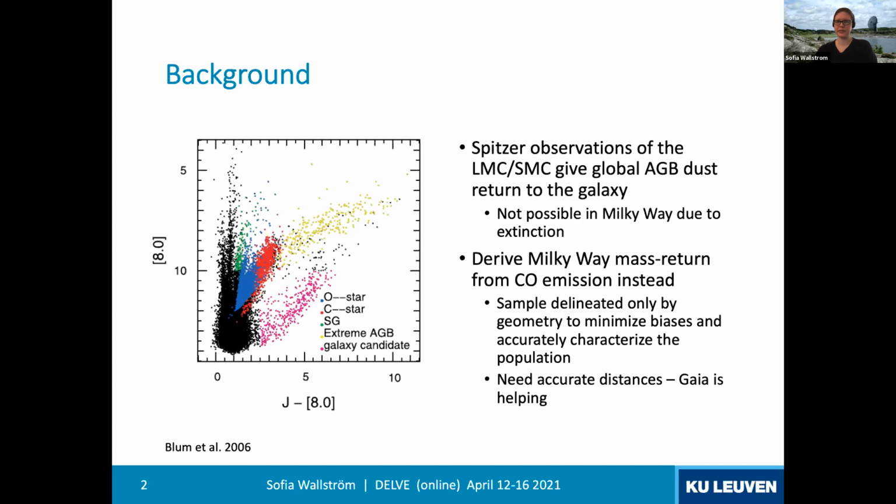And since we can't observe all the evolved stars in the galaxy, we want to have a sample delineated only by geometry to minimize the biases and be able to accurately characterize the population, or as accurately as possible. To do this, we need accurate distances, and that's the biggest stumbling block so far. But with the advent of Gaia, this is really helping.